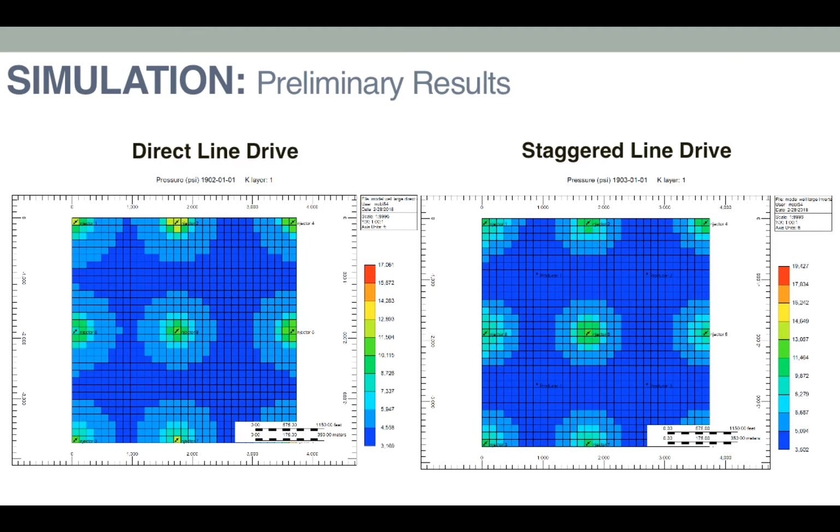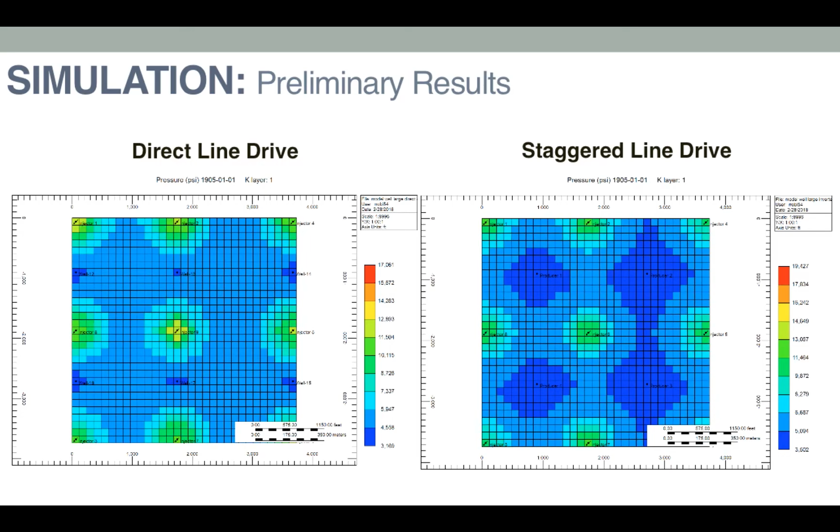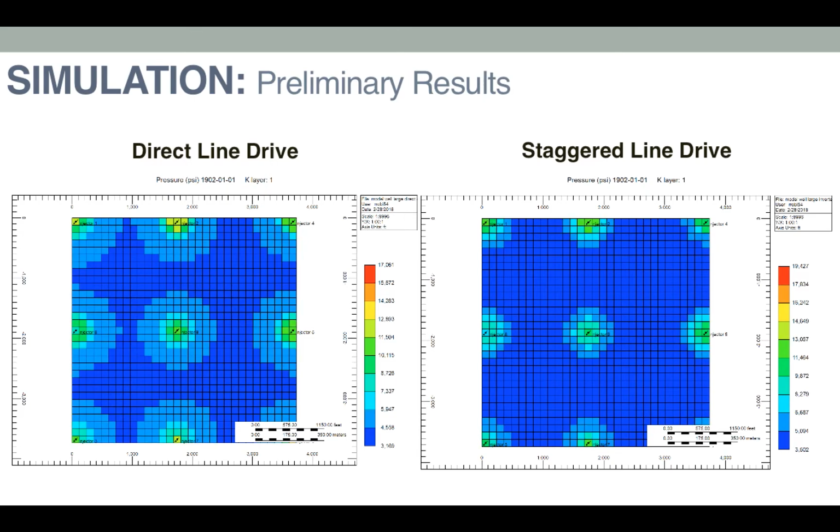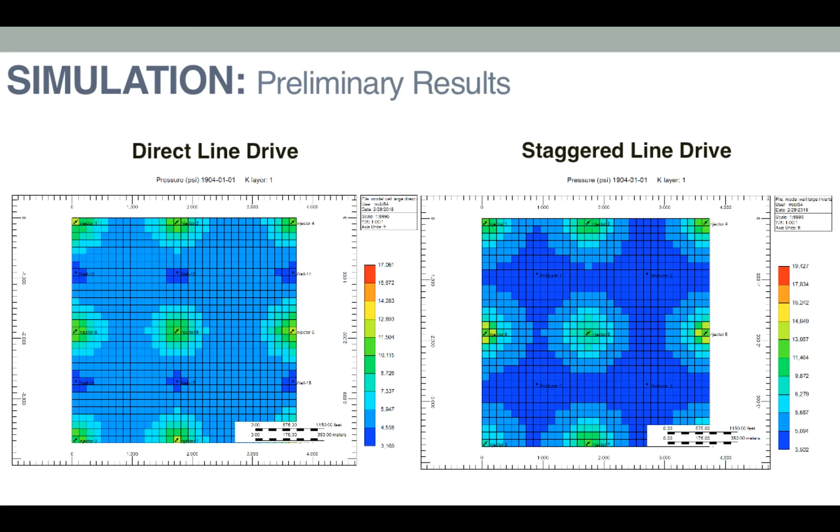So here we've recorded our pressure regime for both of the direct line drive and the staggered line drive. Like we said in the slide before, the only difference with these is in the staggered line drive, the producing wells have been shifted over.